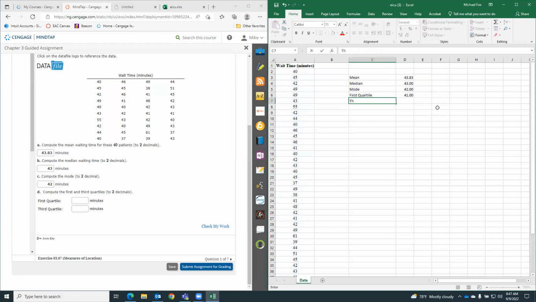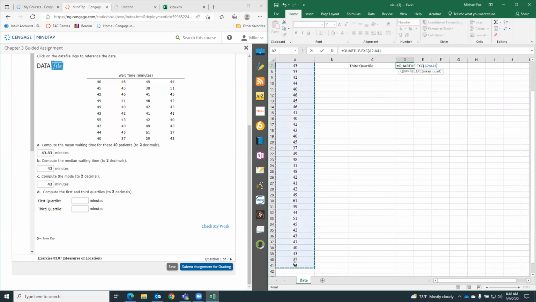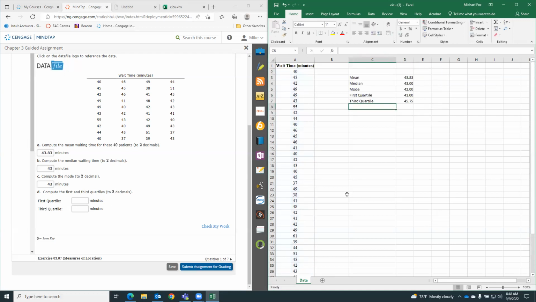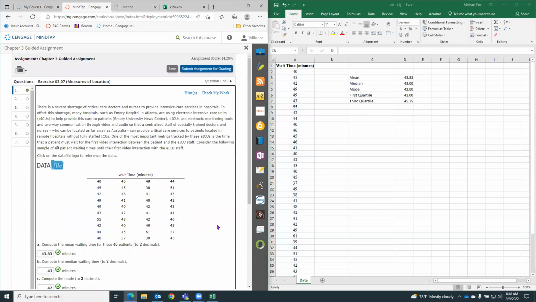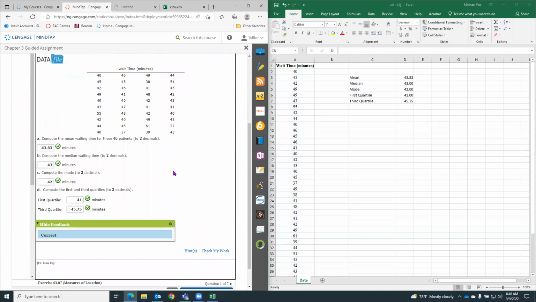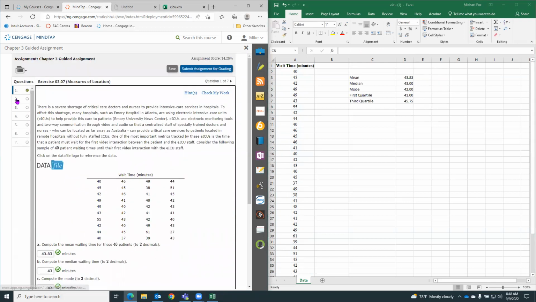And for the third quartile, it'll be QUARTILE.EXC. I'll highlight my data set, hit comma, and then hit 3 for the third quartile. So it should be 41 and 45.75. Check our work. And hooray, we got them all right. So let's move on to the second one.